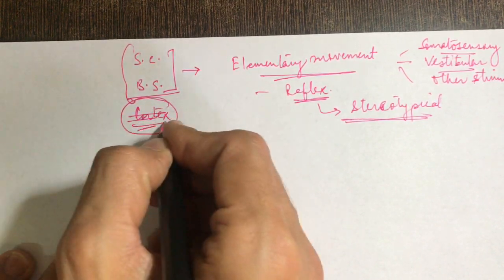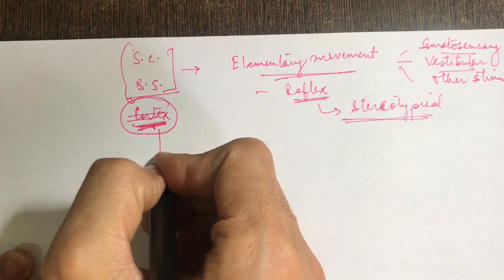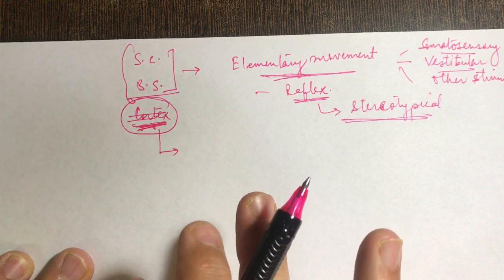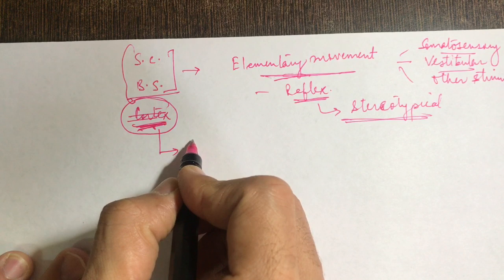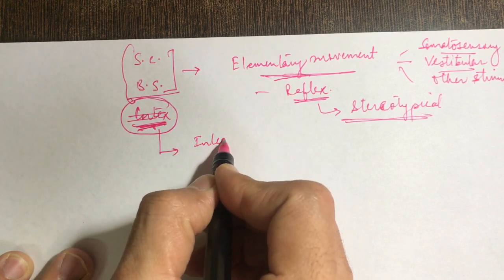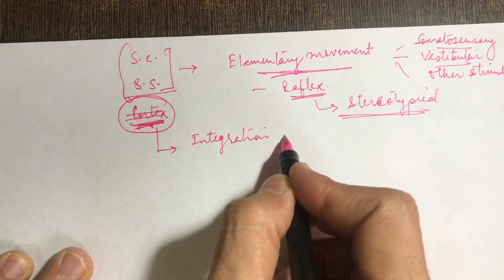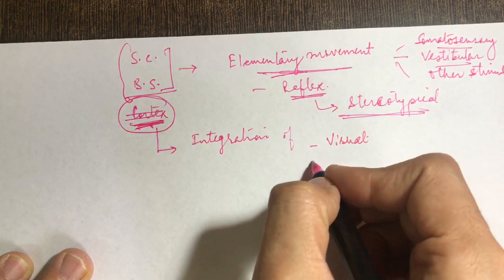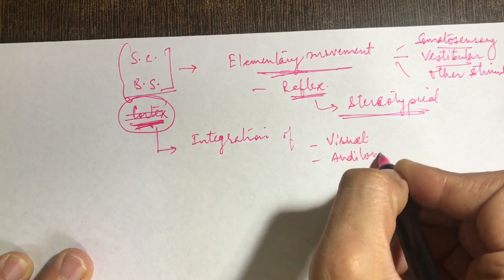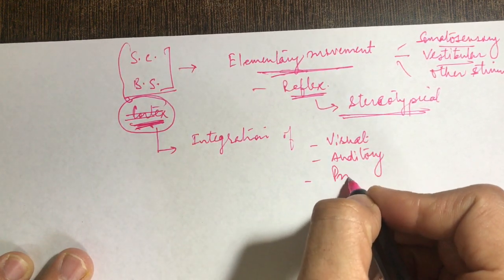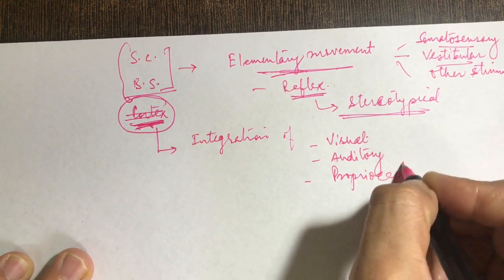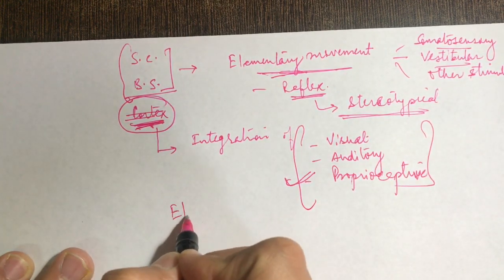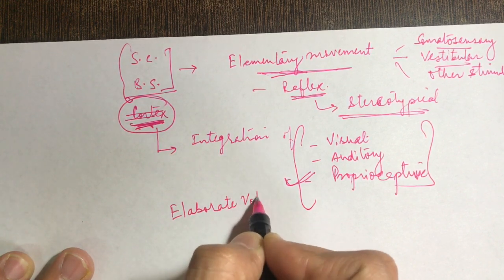Now we will discuss this cortex, the motor area of the cerebral cortex. It's not only the elementary movement, it helps in performing the voluntary movement, and that is a complex movement. And how is this complex movement performed? It is performed with the help of integration of the visual, you can add the auditory, and proprioceptive reception. Okay, proprioceptive reception. All these things are integrated to produce more elaborate or more complex voluntary movement.